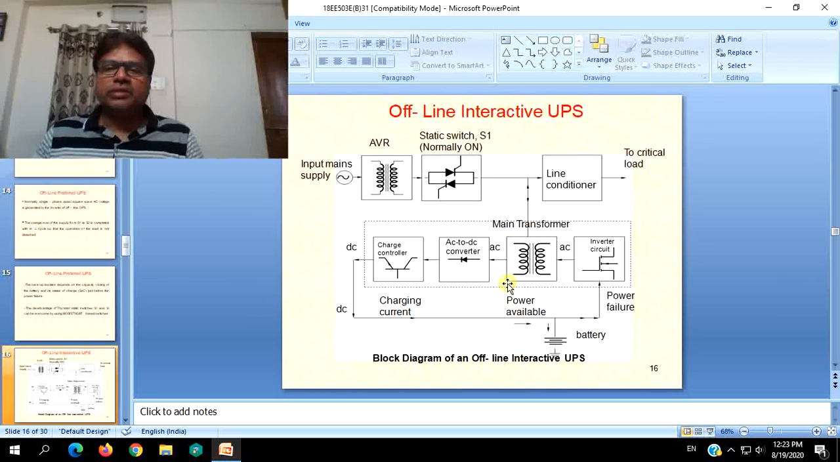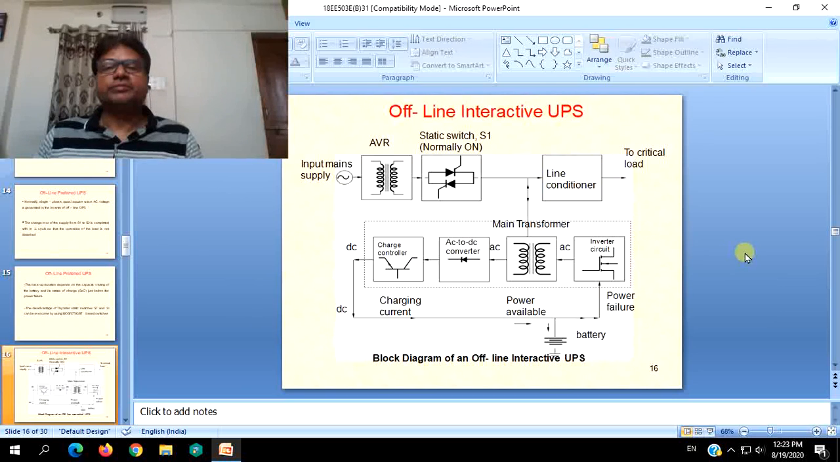When there is no incoming supply, there is no step down action, and the charge controller is turned off. So there will not be any incoming charge to the battery. Obviously, by sensing this, the inverter turns on and the battery discharges. The DC is inverted back to AC, and the transformer steps up the voltage, which is fed to the load via this line conditioner.